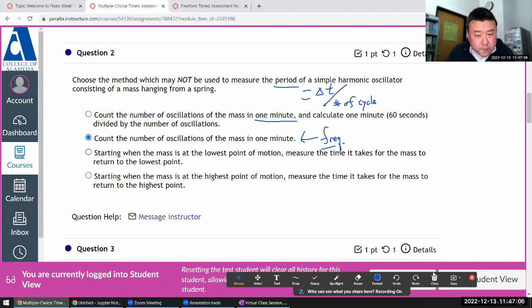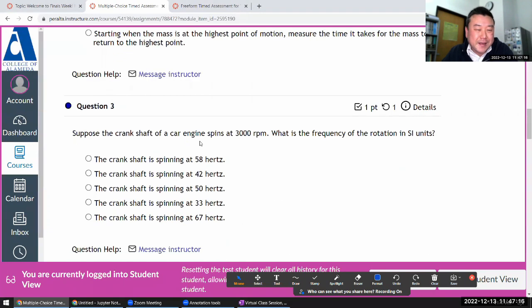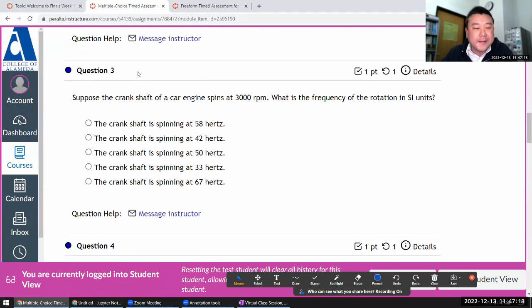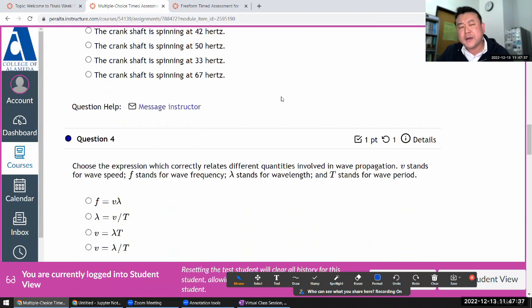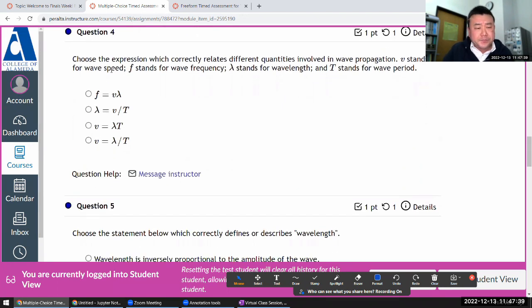It would be fine for measuring frequency, if you are somehow expressing frequency not in hertz but some weird unit based on minutes. I don't even know if there's a name for that. Number of cycles per minute instead of seconds, RPM maybe, in the engine setting. Anyway, suppose the crankshaft is at 3000 RPM. What is the frequency of the rotation in SI units? Let me skip that for now. We'll come back at the end when we know we have more time.